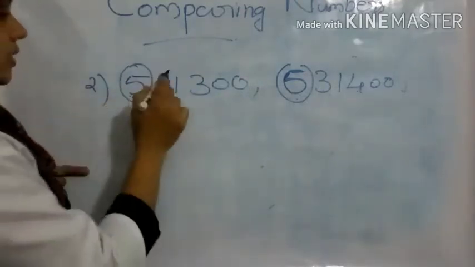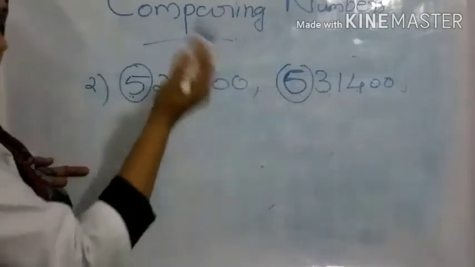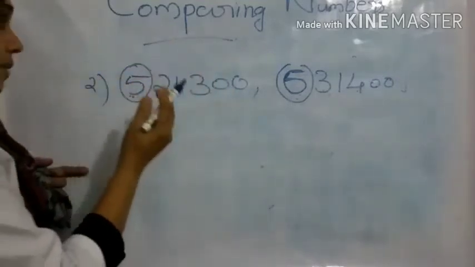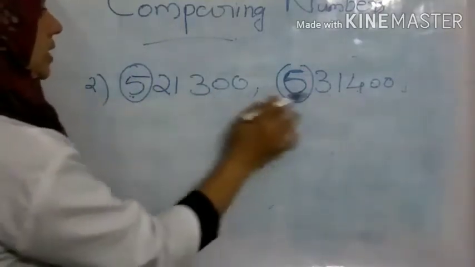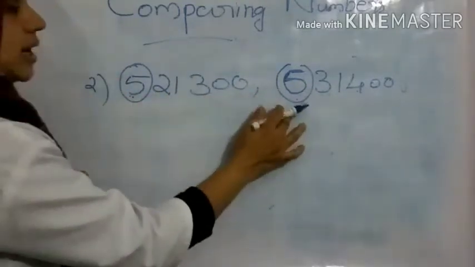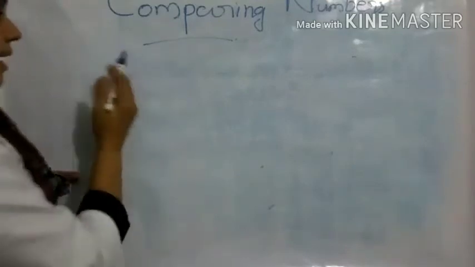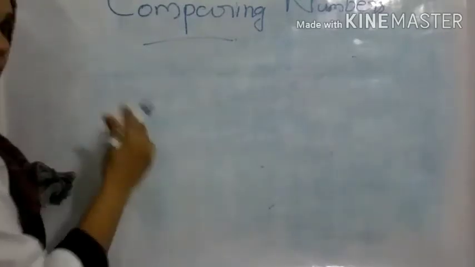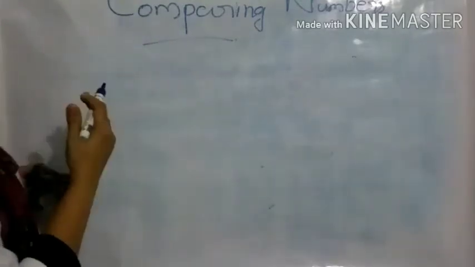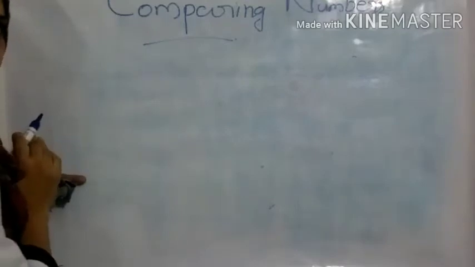5,21,300. Did you understand? If the given numbers have the same number of digits, we take the extreme left side digit, then compare between them. The left side digit, which one is greater? That is the greater number. Okay. Then if the extreme left side digit is also the same in both numbers, then take the next digit. From the extreme left side, take the next digit and compare which one is greater.